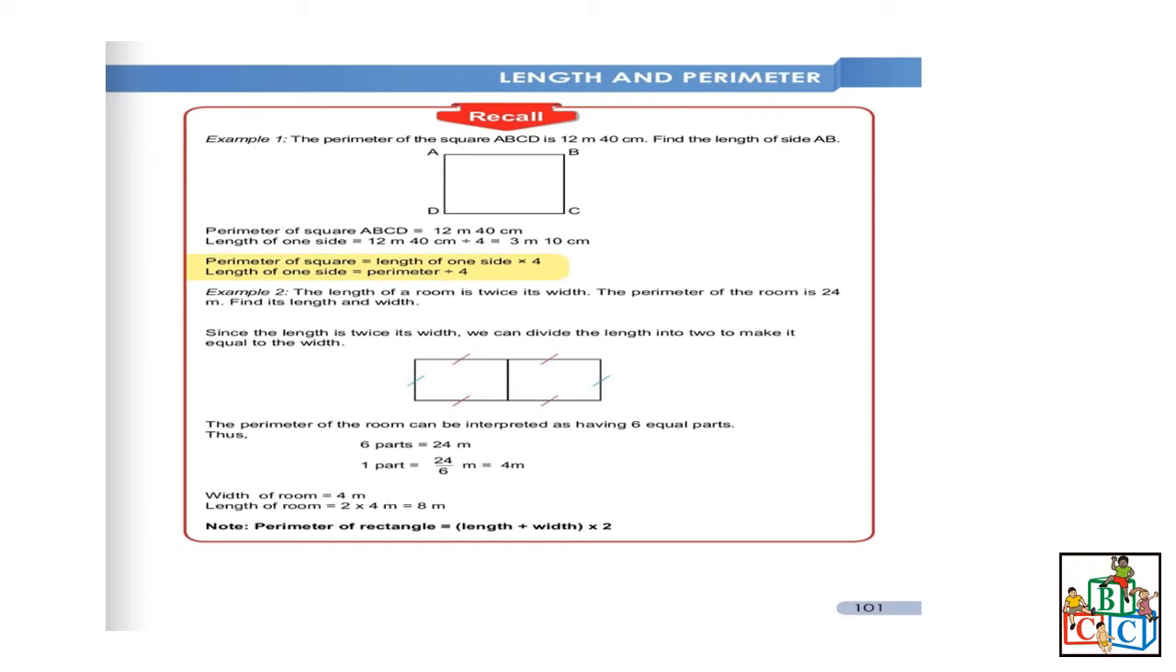Let us move on. Page 101. We are going to see some examples and how to calculate the perimeter or the sides. Example 1. The perimeter of the square ABCD is 12 meters 40 centimeters. Find the length of sides AB.